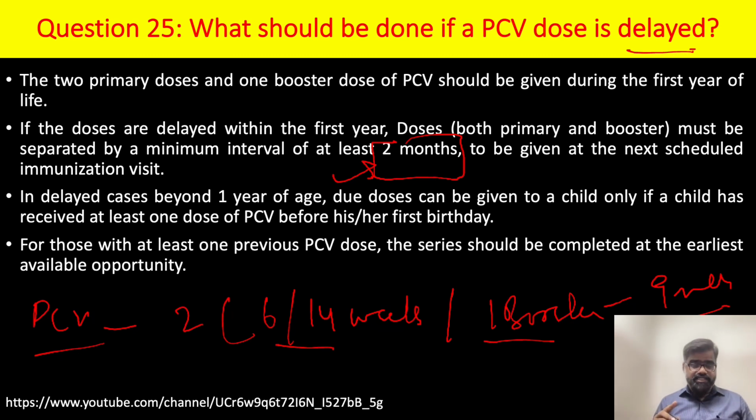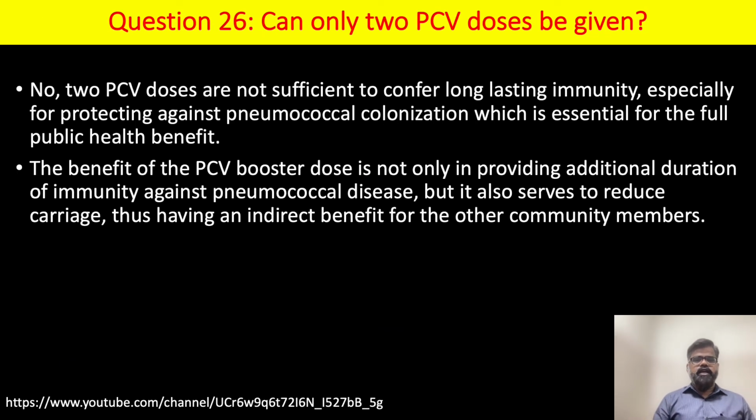Once you have started the vaccination, even if you have given the first dose, for example, at 6 months, and the child comes after 14 months, then at the age of 14 months you need to give the second dose of PCV followed by a booster, because you have started it, so you need to complete at the earliest available opportunity. Can only 2 PCV doses be given? No. We are giving 2 routine doses along with a booster dose because it helps in protecting against pneumococcal colonization. The benefit of the booster dose is not only immunity against pneumococcal disease, but it also reduces the carriage, which has an indirect benefit on the community members.